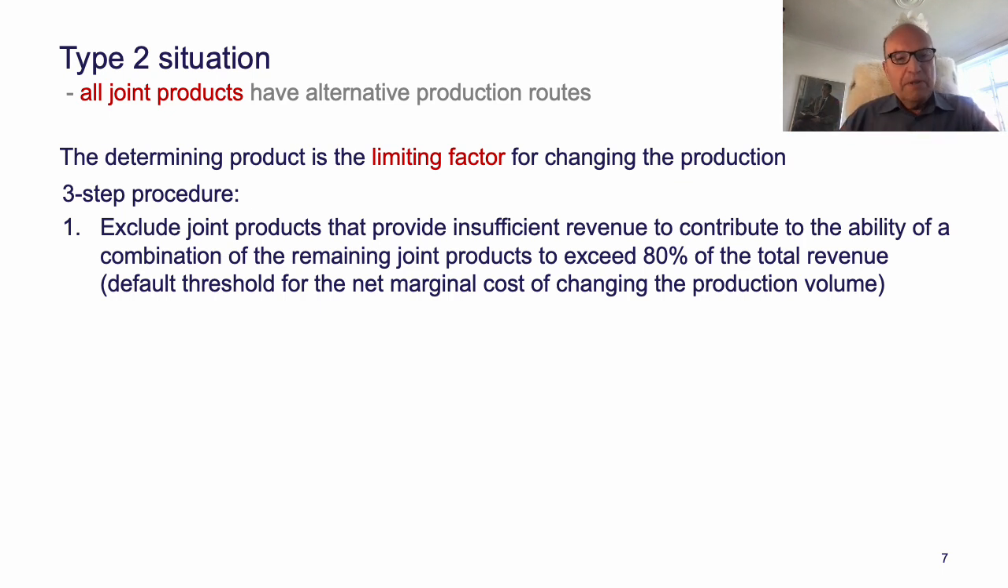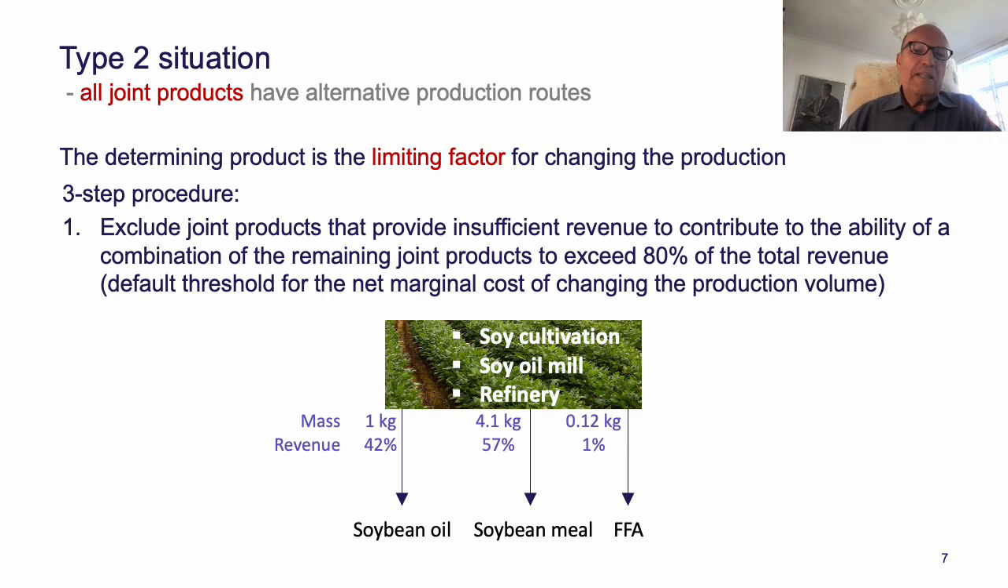Since typically the total production volumes revenue will have a cost of production that is at least 80% of the total revenue, this threshold is given as a default. But in practical situations where you have better information, you can of course apply a different threshold. Now, let's take an example to illustrate this.